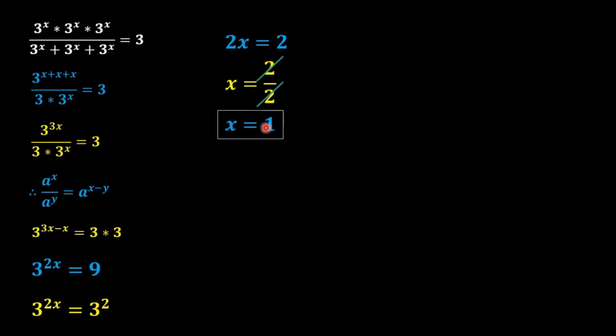And this is the answer for x for this expression. Now we should check whether this answer x equals 1 is true or not for this equation. For this purpose, we replace the value of x with 1. As a result, this expression can be written as 3^1 times 3^1 times 3^1 over 3^1 plus 3^1 plus 3^1 equal to 3.